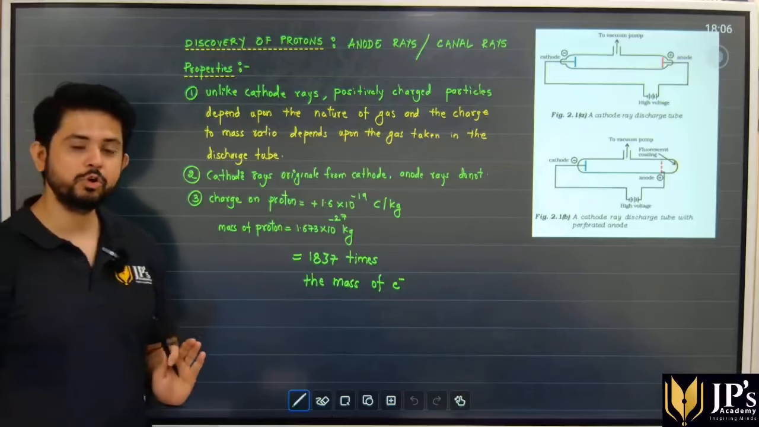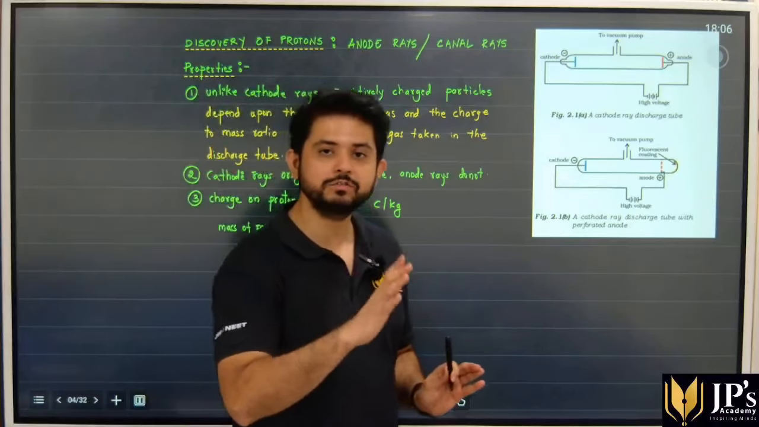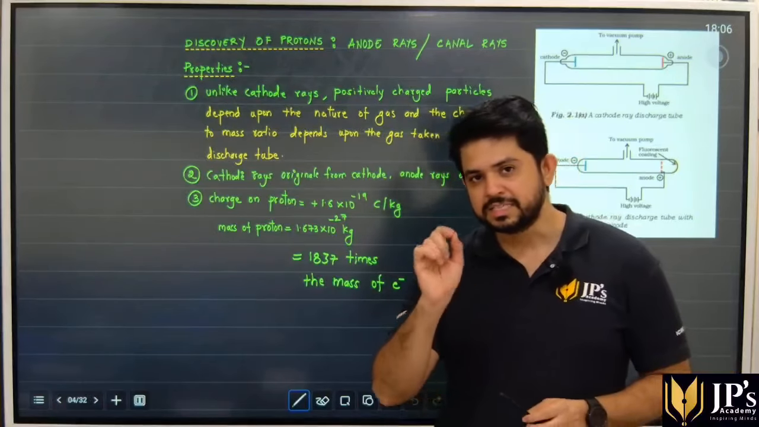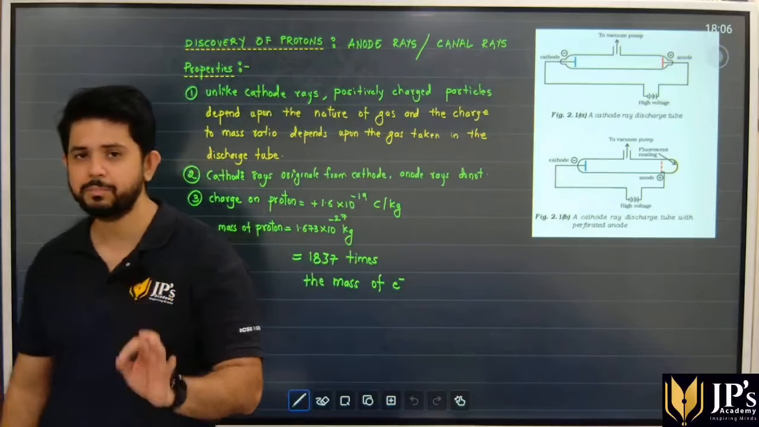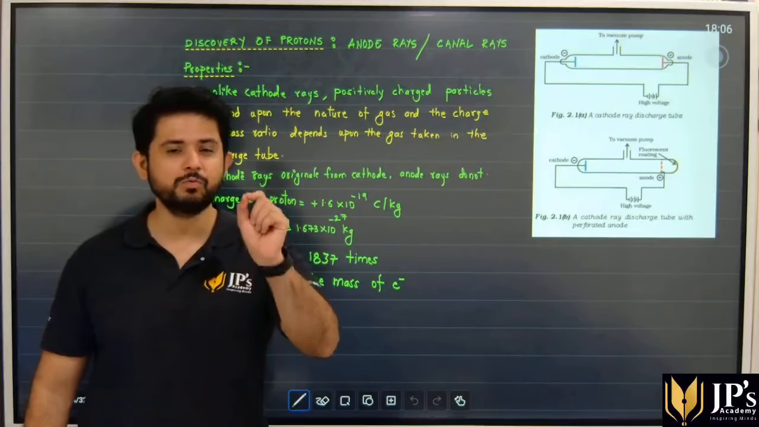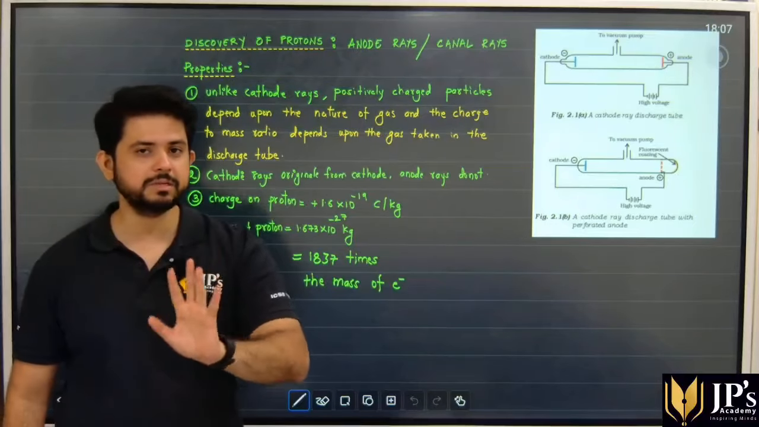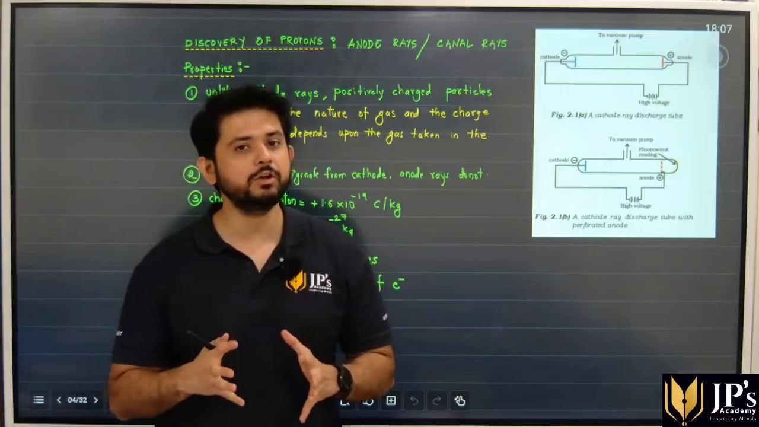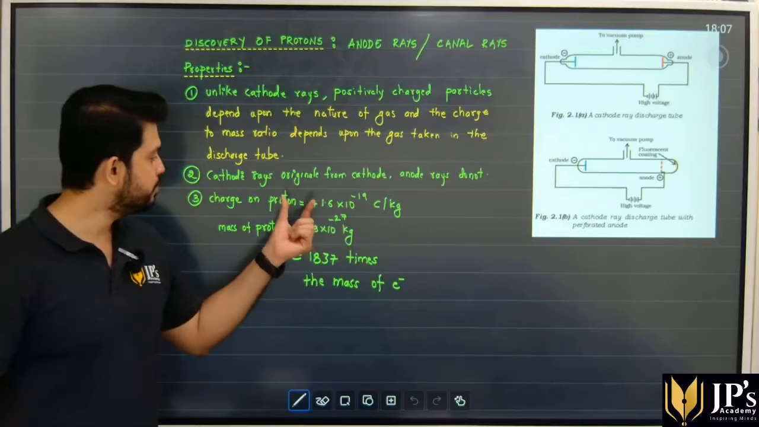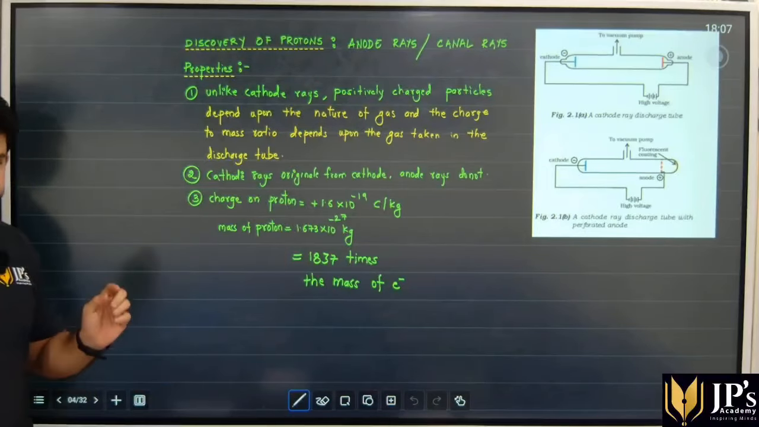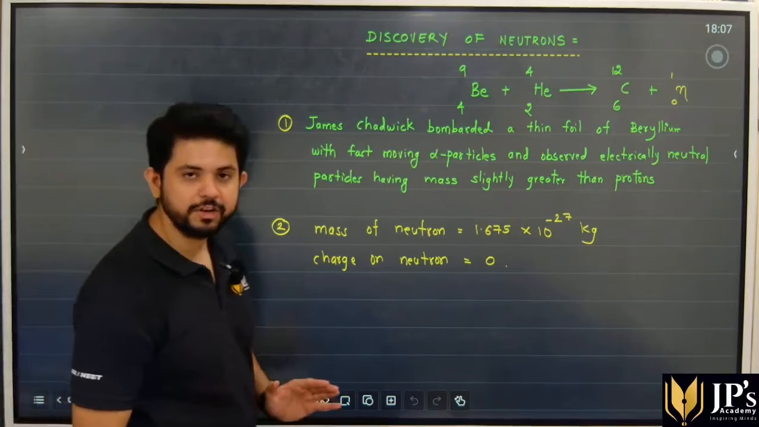Then the charge on proton was calculated, which is 1.6 into 10 raised to minus 19 coulomb. The mass of the proton was calculated, which is around 1.673 into 10 raised to minus 27 kgs. Another point here students, this mass of proton is around 1837, or approximately 1840 times the mass of the electron. So the charge density on the electron is very large. In a small size there is more charge, and the charge of the proton is also called unit positive charge.